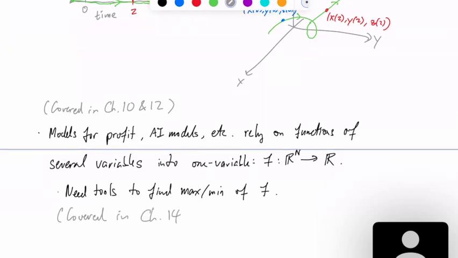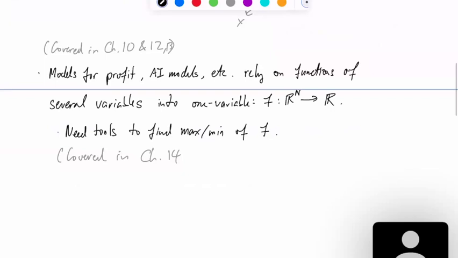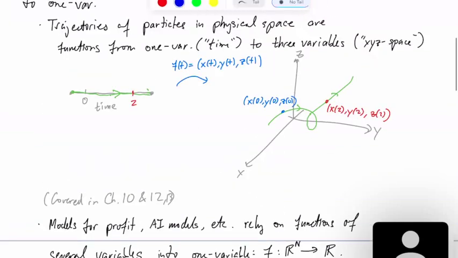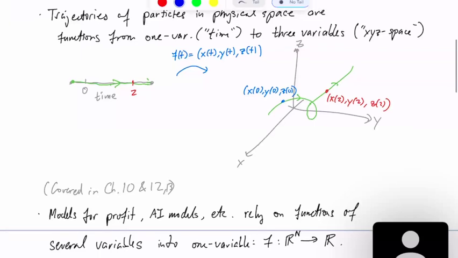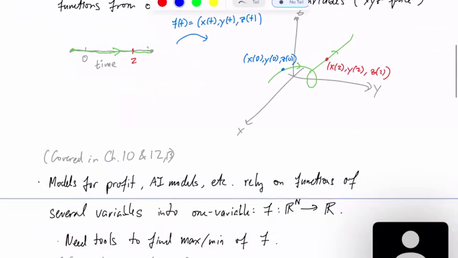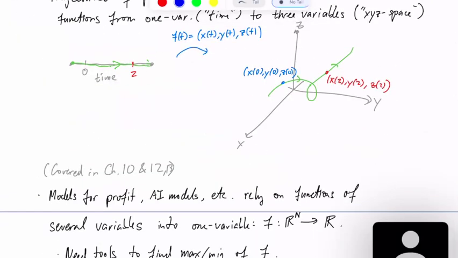I should probably say 13 up here too. Okay, so that's basically what the course is going to be for this first half of summer. The first summer term, which I think is roughly 6 weeks, we're going to focus mostly on these: trajectories of particles and also models of profit and how you might find the maximum and minimum of these. This roughly corresponds to Calc 1, because we're mostly taking derivatives here.